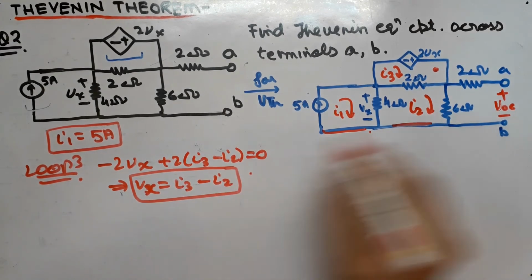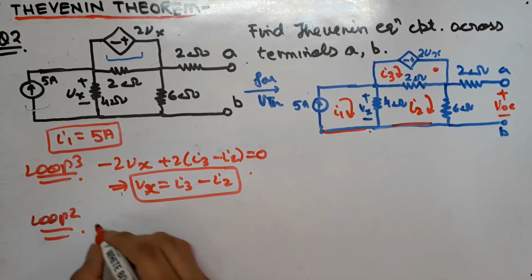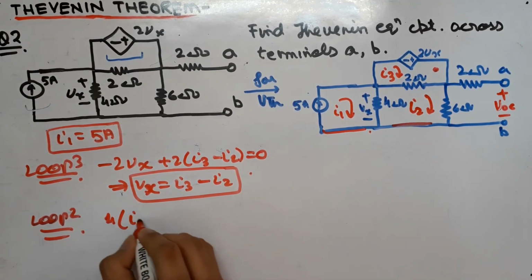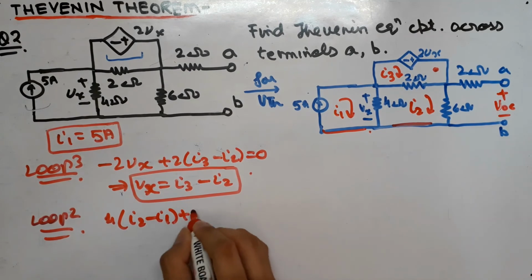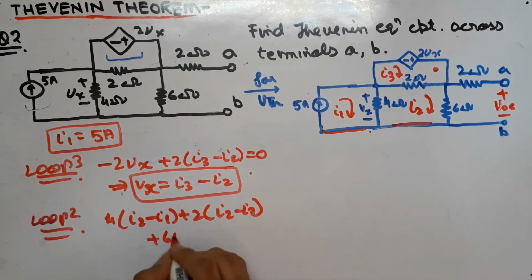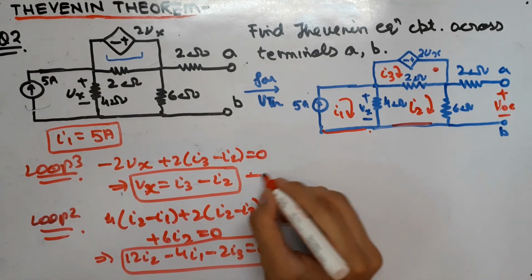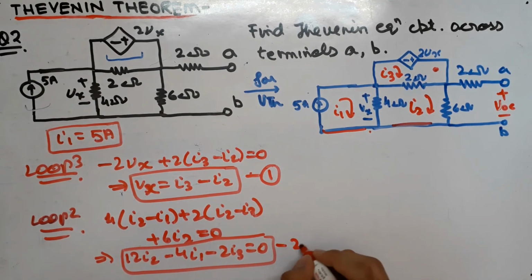Now from loop 2, we will apply KVL and we will get the equation as 4(I2 minus I1) plus 2(I2 minus I3) plus 6I2 is equal to 0. On further solving this, you will get 12I2 minus 4I1 minus 2I3 is equal to 0. Consider this equation as equation 1. This is equation 2.